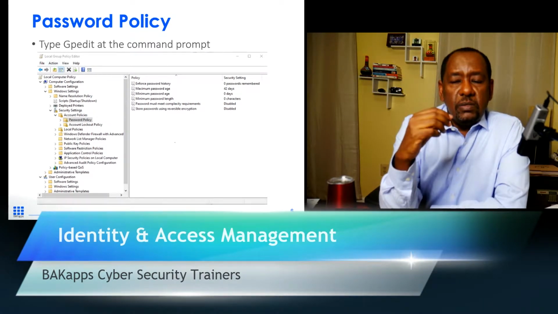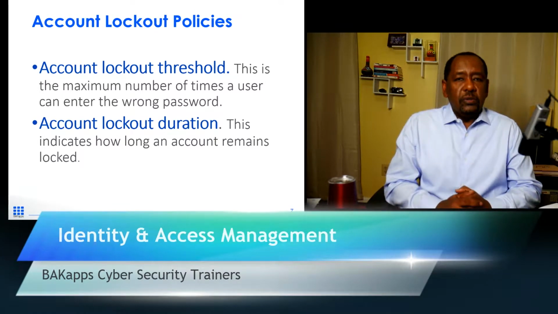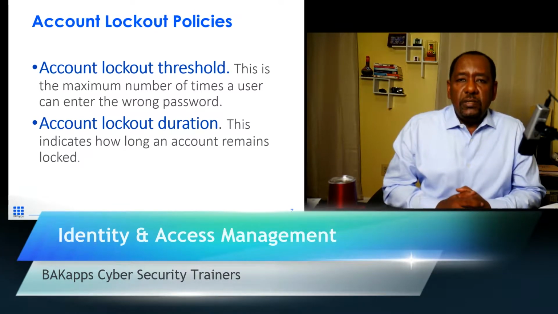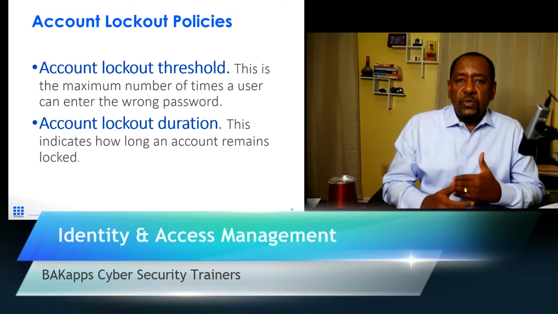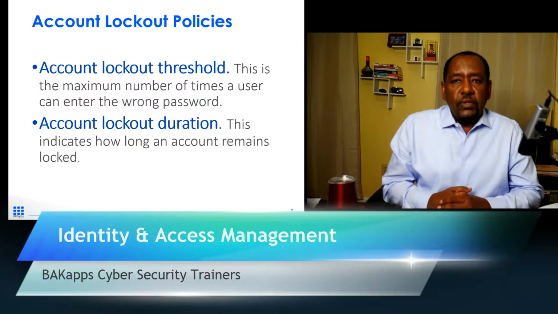That is the most important group policy. Then we do have what we call account lockout policy. This is another policy. That's a password policy. There's account lockout policy. There are different kinds of group policy.